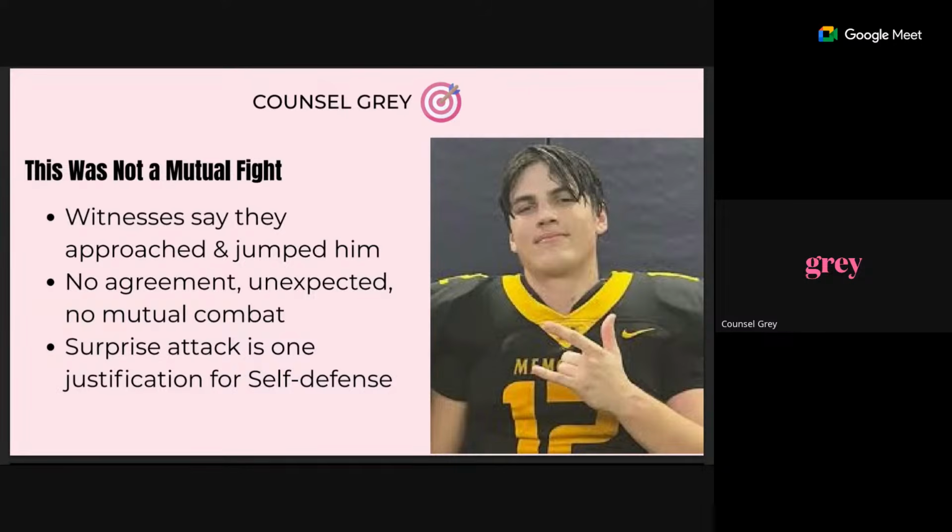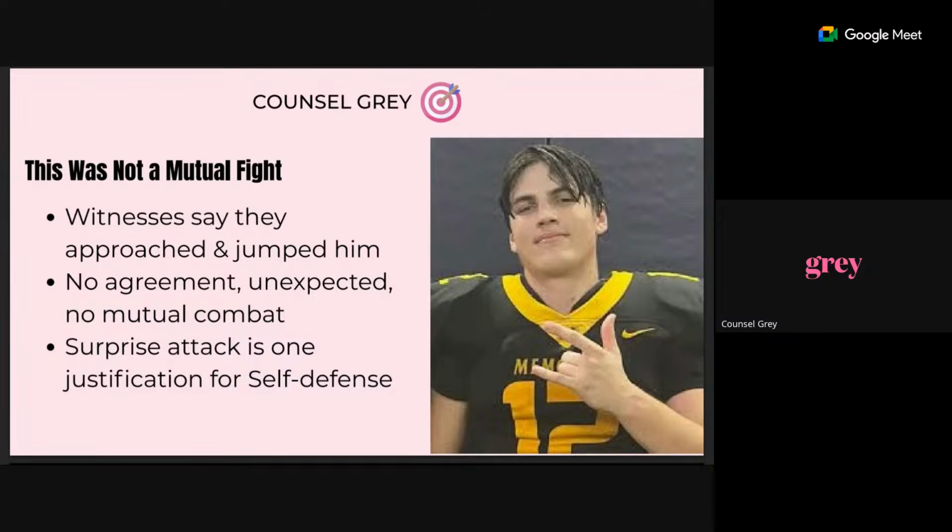There's another witness that says he was there with his two daughters, and he watched the two boys jump Carmelo. He said that Carmelo was sitting down, reading his phone or something, and the two boys just started in on him, right? So this was not just a mutual fight, because a mutual fight is a defense to assault.